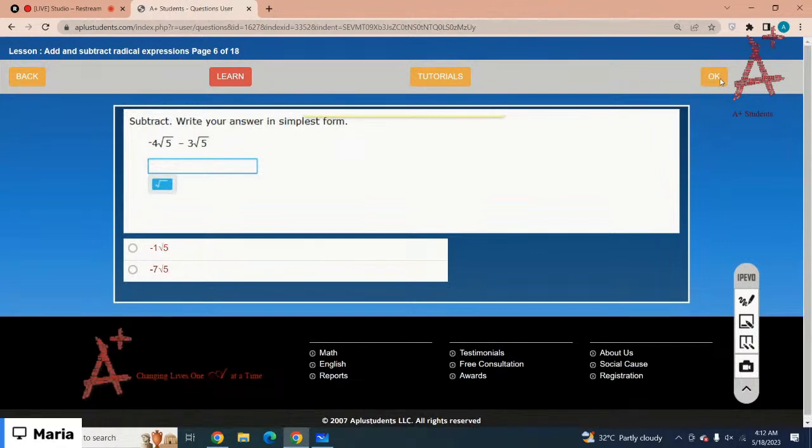Subtract negative 4 square root 5 minus 3 square root 5. So which is the correct option? Negative 3 and negative 4 is negative 7. So it would be negative 7 square root 5. The correct option is negative 7 square root 5.